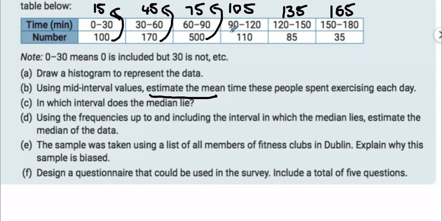All 500 got a score of 75. All 110 got a score of 105. And you get the gist. All 85 people got a score of 135. So it's a good estimate. It's not 100% accurate. So here's what I want you to do. You're going to multiply them out and add them together.